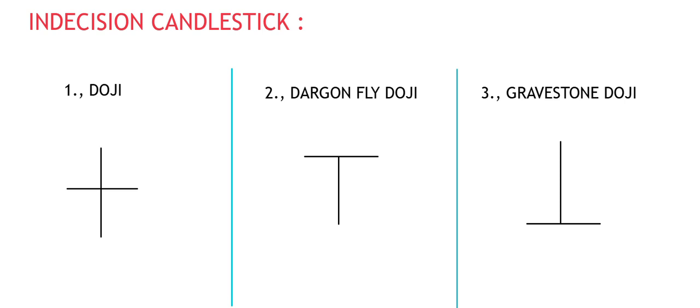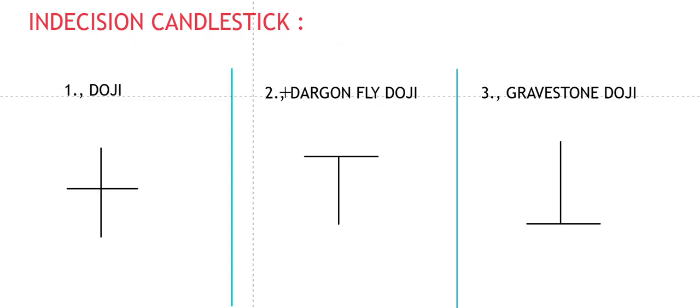In this video we are going to see about indecision candlesticks. In the last video I taught about the bullish reversal candlestick and bearish reversal candlestick. In this video we are going to cover indecision candlesticks, which means the buyers and sellers are equal in the market. I will first explain that there are three types of indecision candle.